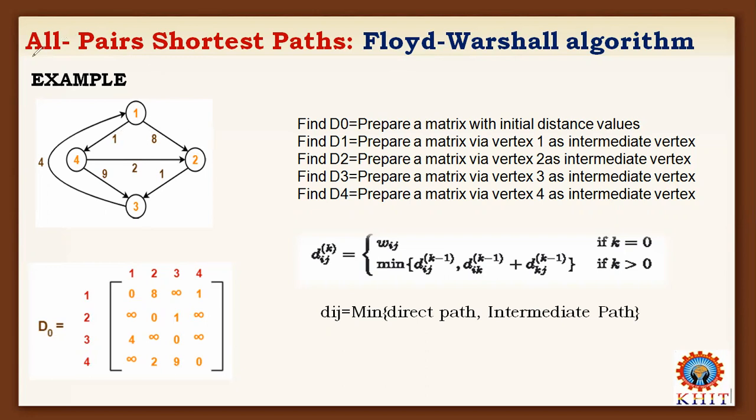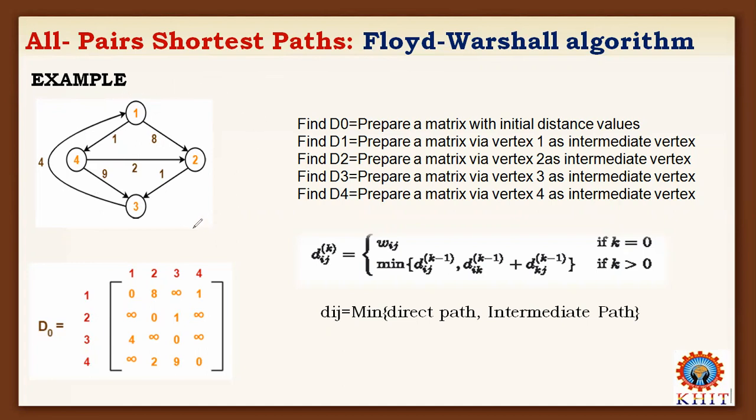From the graph, I need to find all pairs shortest paths: from vertex 1 to vertex 2, vertex 1 to vertex 3, vertex 1 to vertex 4. So this is the first step. Next, I need to find the shortest path from 2 to 1, 2 to 2, 2 to 3, 2 to 4. Next, find the distance from 3 to 1, 3 to 2, 3 to 3, 3 to 4. Next, find the distance from 4 to 1, 4 to 2, 4 to 3, and 4 to 4. So in this way, in each and every stage, you need to find the minimum distance in a pairwise manner.